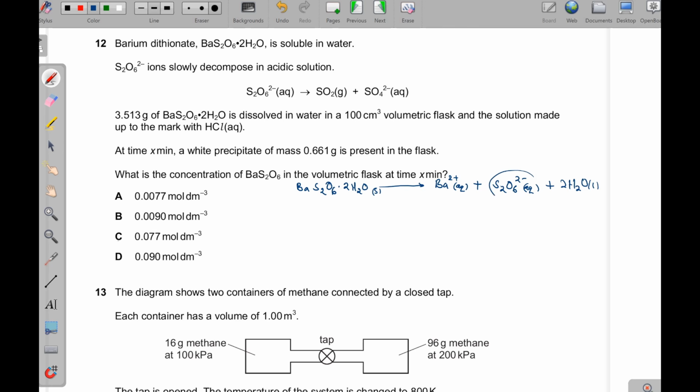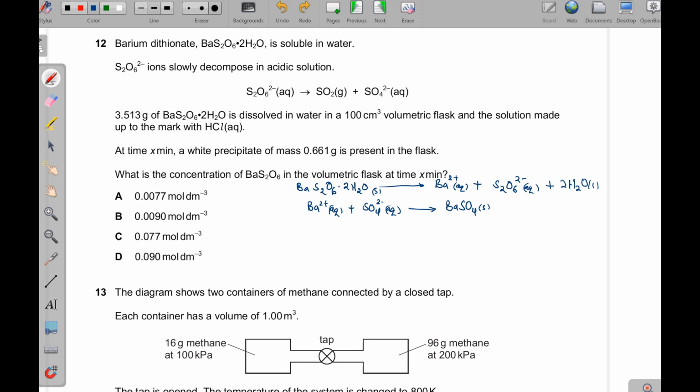Now this one breaks down into the sulfur dioxide and the sulfate. And now in this solution, since we have barium ions plus this sulfate ions, this one is the one that is going to give us the white precipitate, that solid here, whose mass is this one here.